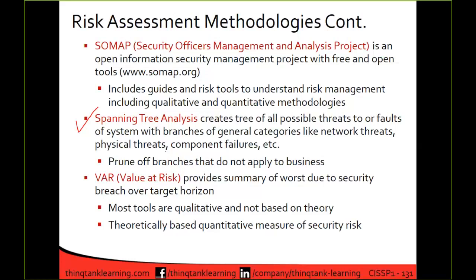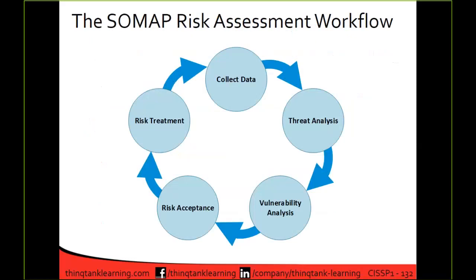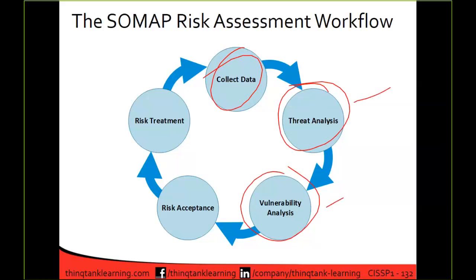Or you can do value at risk, which is more of a generic way of looking at it. So if we look at a visual representation, well, guess what? Collect the data. What data am I collecting? What are my assets? What are the business units that I'm concerned with? What are the technologies I'm concerned with? What's the threat to those assets, right? What is my vulnerability? Remember, a threat is completely different than a vulnerability. I hadn't mentioned that up to this point, but it's very important to understand.